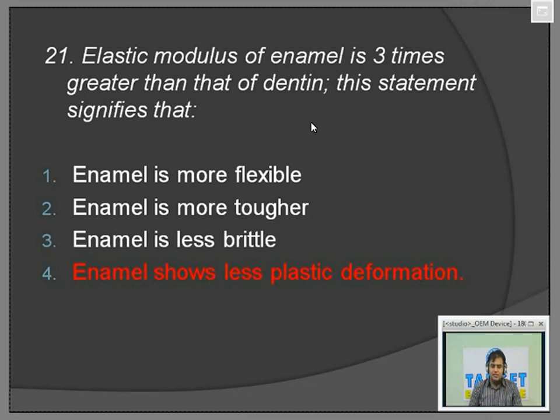Elastic modulus of enamel is 3 times greater than that of dentine. This statement signifies that enamel shows less plastic deformation. The correct option for this is enamel shows less plastic deformation.